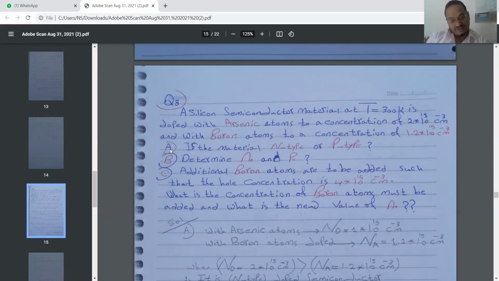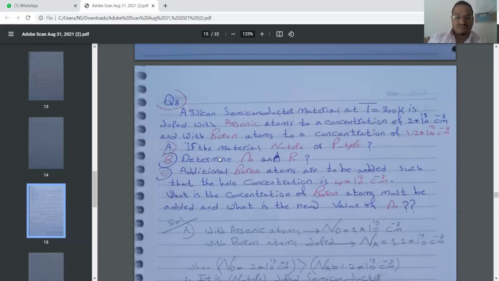Question requirement A: is the material N-type or P-type? From these two numbers, Na and Nd, we do a comparison between them to see which of them is the bigger one. Here, 2 exponential 15, the donor concentration at the conduction band, is the bigger one. That means we are dealing with N-type.